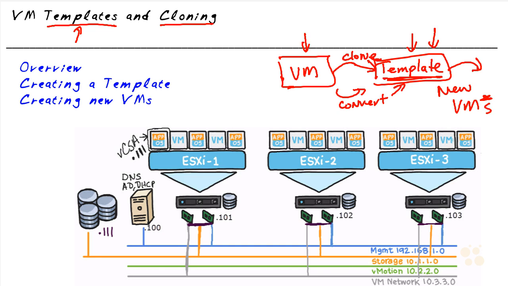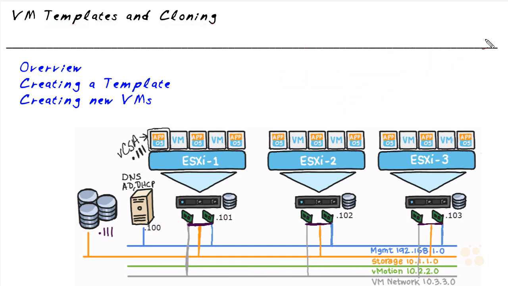Another option that we could do to create a template is we could take an existing template and we could clone that. So we could clone a template to create another template. And then from that template, we could deploy new VMs. So whether you clone a VM, convert a VM, or clone a template, the idea is that deploying from a template is very, very easy and just takes a few clicks.